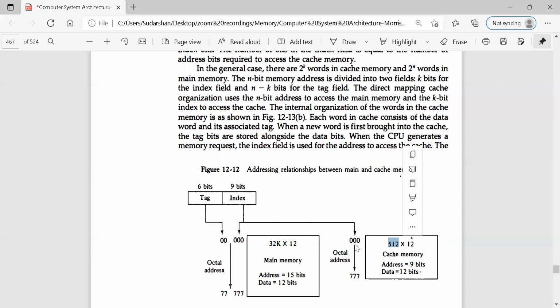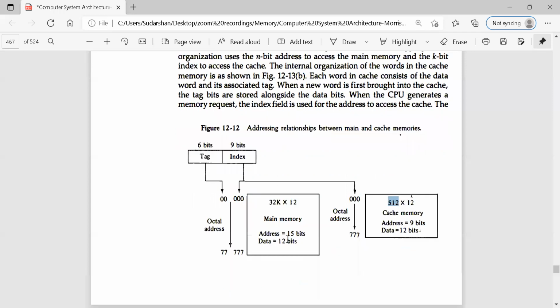It is denoted in octal digits as 000, and then the last one is going to be 777. So 000 in octal is equivalent to 0 in decimal. 777 in octal is equivalent to 511 in decimal. 0 to 511 is equivalent to 512 storage locations. Now, this is your main memory. Your main memory address is 15 bits long, and data is going to be 12 bits long. And there are 32,000 locations available, each location storing 12 bits. This is your main memory configuration.